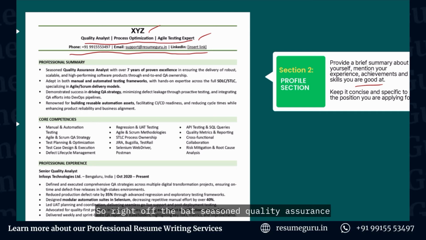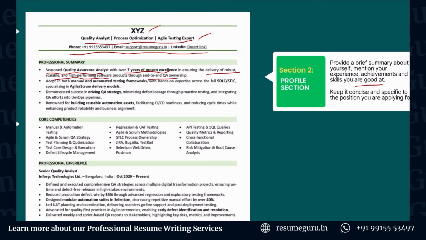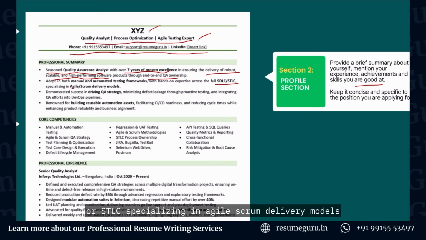So right off the bat, seasoned quality assurance analyst with 7 years of excellence. And you can mention things like ensuring the delivery of robust, scalable, and high performance software through end-to-end QA ownership. Then you can mention keywords such as SDLC or STLC, specializing in agile Scrum delivery models, and other such keywords to basically make your resume even more keyword optimized and also giving the useful information to the recruiter directly.